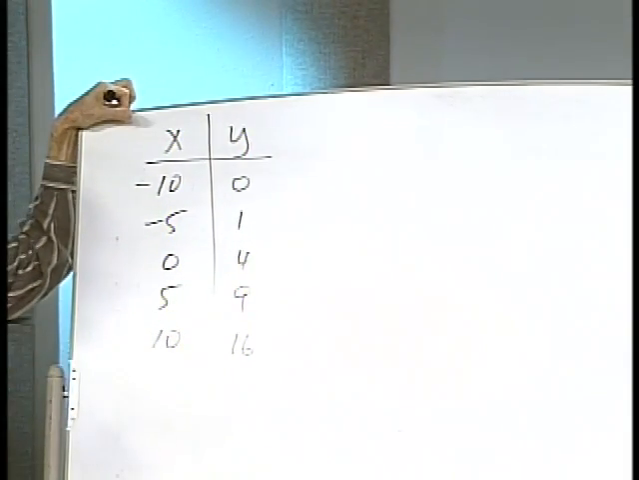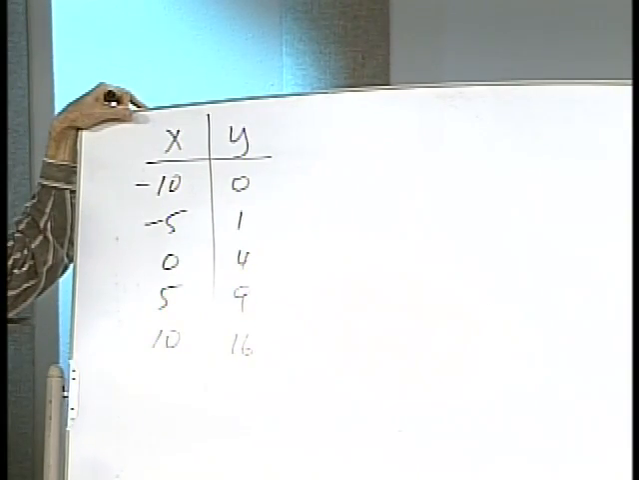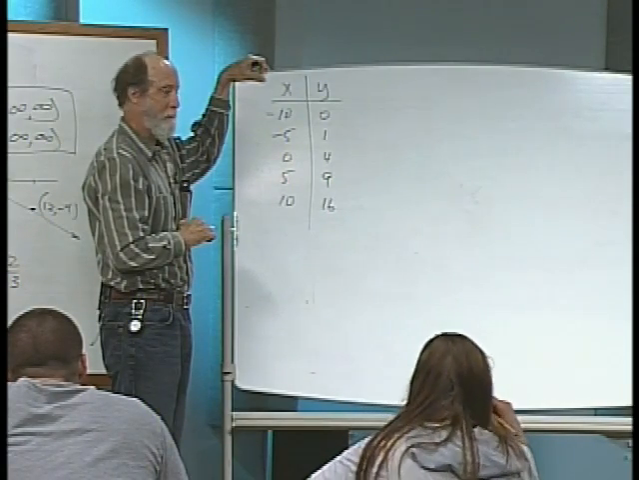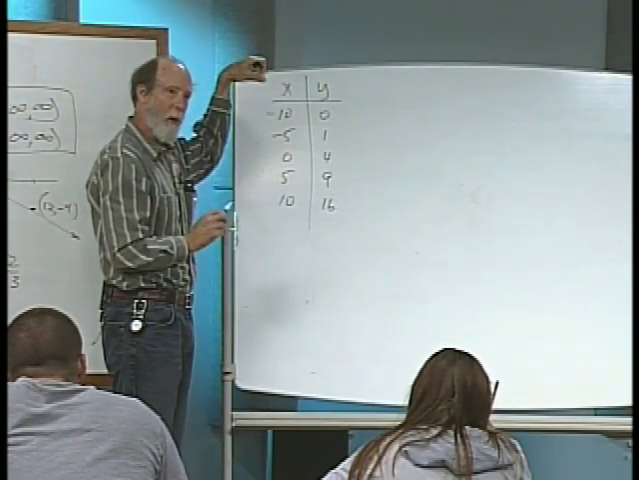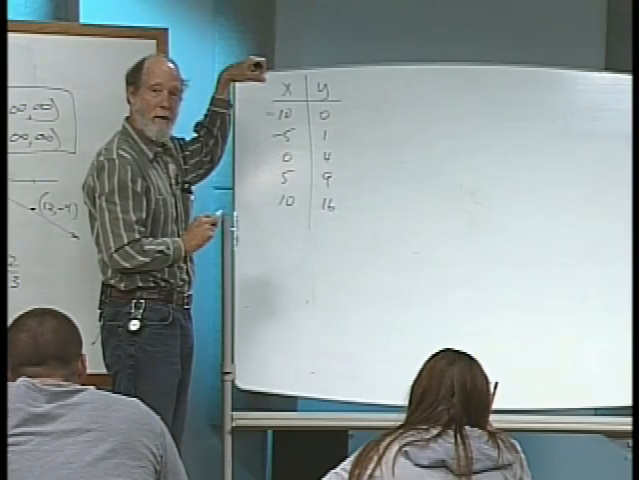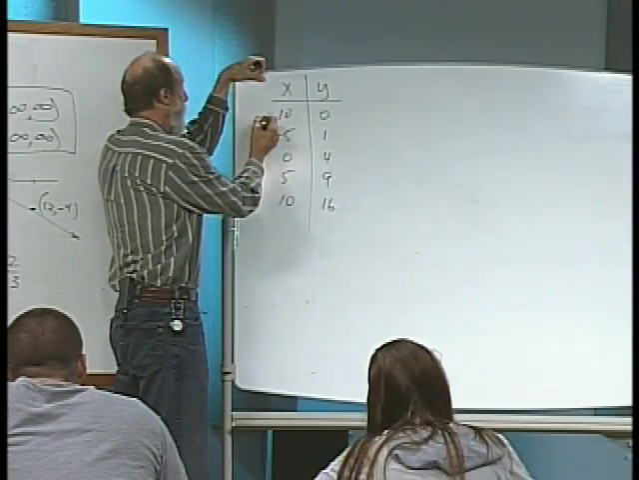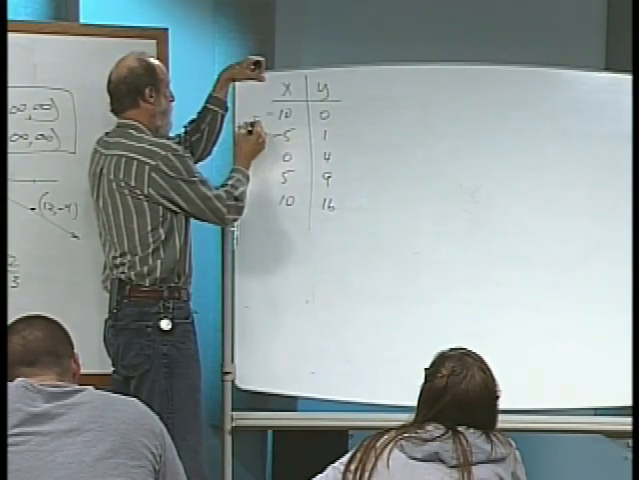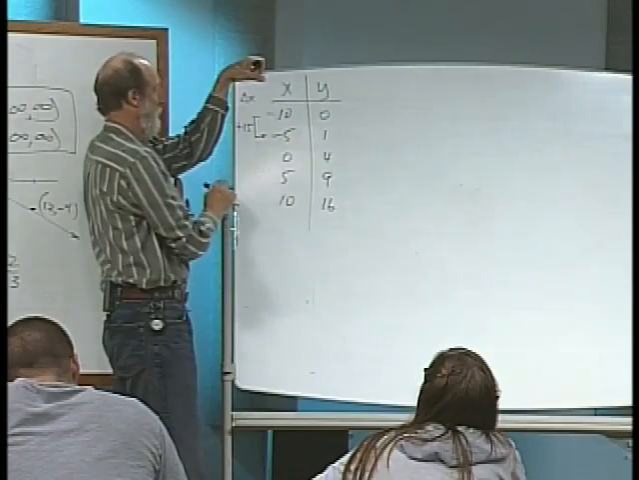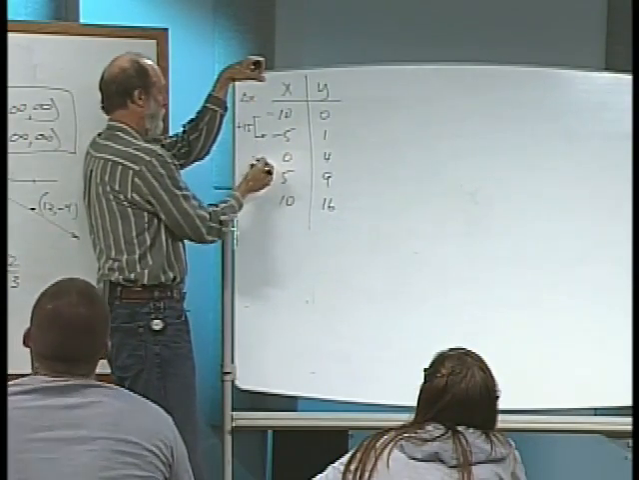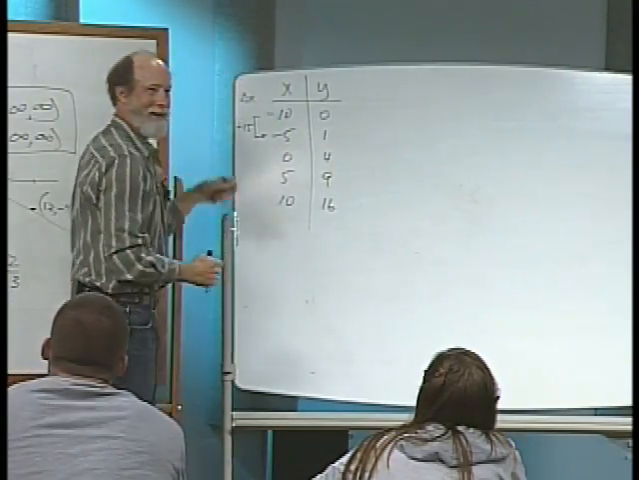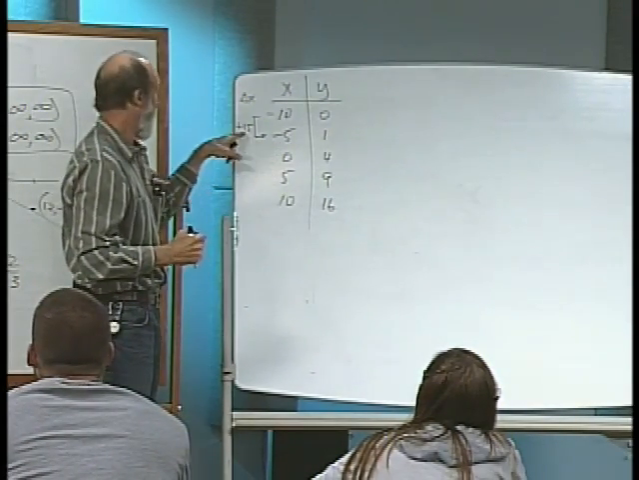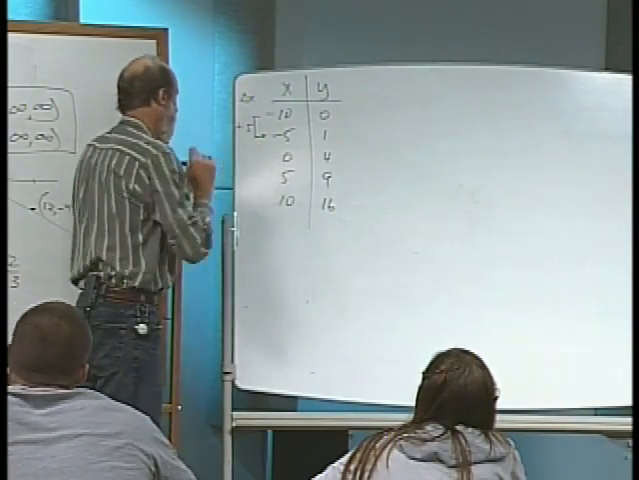Looking at this data, is it linear? Is this data linear? What would have to be the requirement for it to be linear? For any change in x, from -10 to -5, what's the change there? Positive 5, isn't it? Okay.